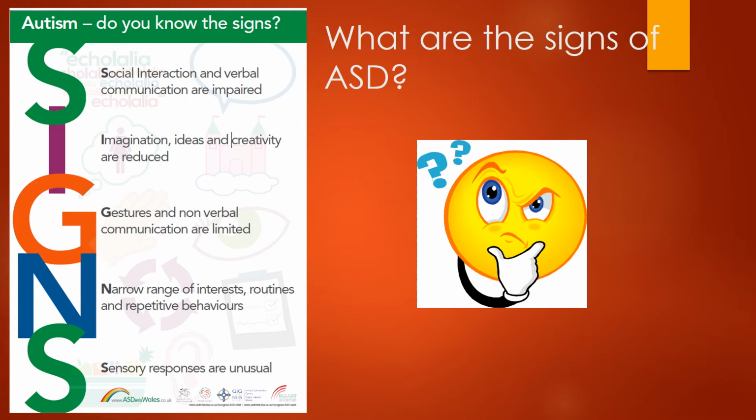Gestures and non-verbal communication can be impaired in people with ASD, so although they may be really excited, angry, or upset about something, it may be difficult to identify that emotion in their body language and facial expressions.